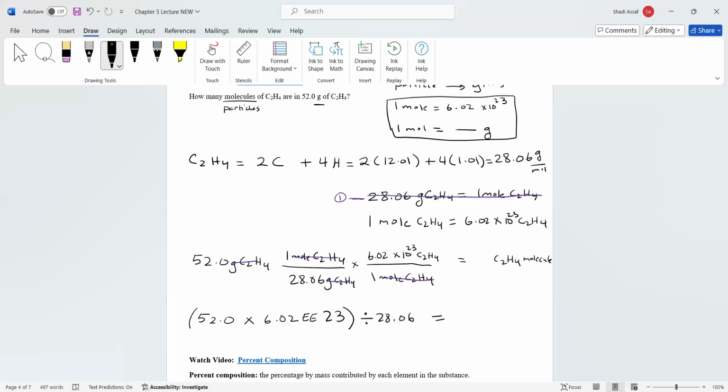Take a minute and look at your calculator. In this case, for sig figs, we started with 3. That's the golden rule here, so we must end with 3 sig figs. If you do this in your calculator, you should end up with 1.12 times 10 to the 24th C2H4 molecules.